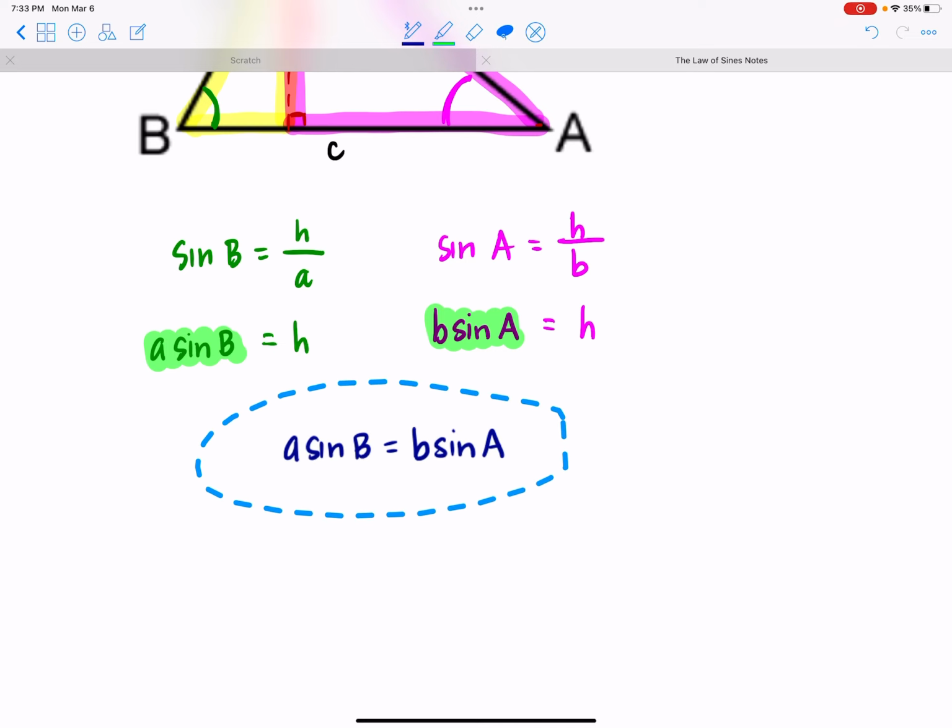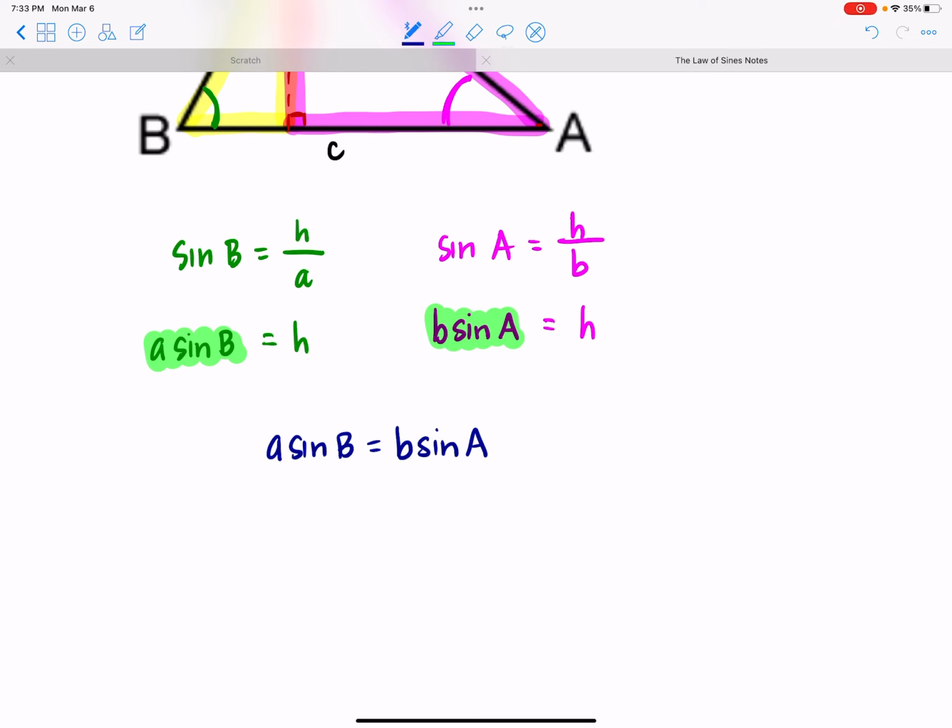Let me just center this. Sorry, OCD. If I take this and let's say I wanted to divide this side by A and divide this side by A to make this go away, and then maybe I divide this side by B and this side by B to make this go away. So I divide both sides by A times B. Then I'm left with a ratio of the sine of B divided by B equal to the sine of A divided by A.